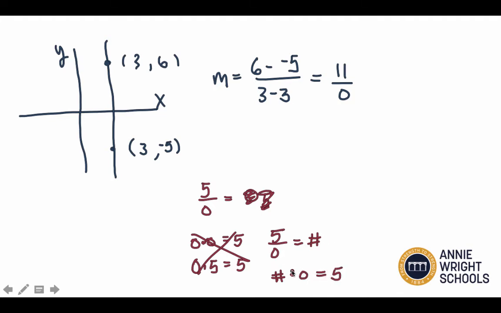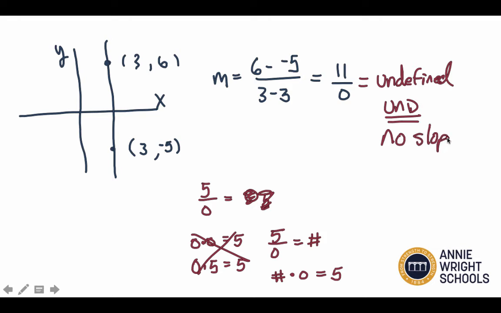And that's absolutely impossible. So when you get something like 11 over 0, what we say is that this is undefined. If you want to abbreviate that, UND, most mathematicians will know that UND means undefined. You can't divide by 0. So the vertical line here, we say has no slope, or has a slope that's undefined. There is no slope because you're going up whatever you want, but there's no run, and we can't divide by 0.